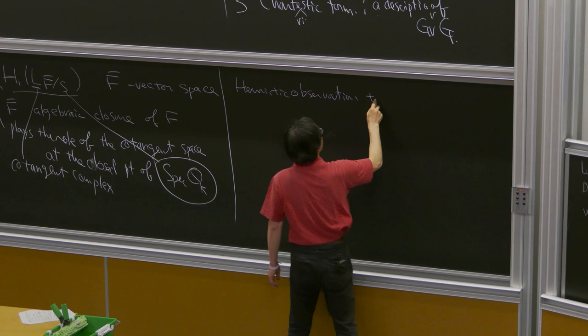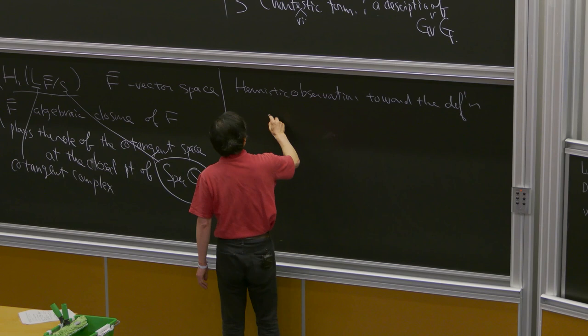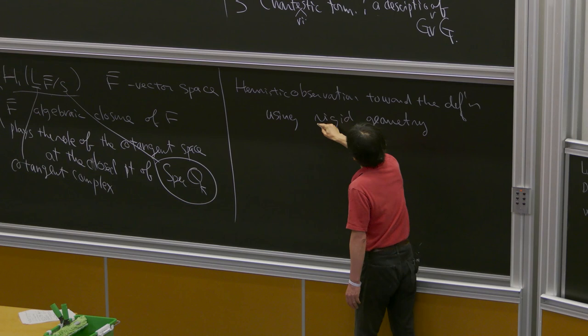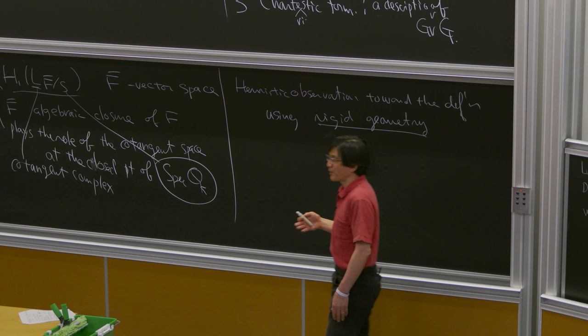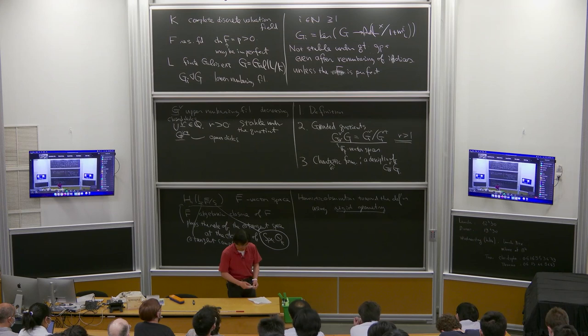Toward the definition. So only in this part we use the residue method. But I use the residue method only on this heuristic part, and later on we just forget the residue method and we go back to the world of schemes.